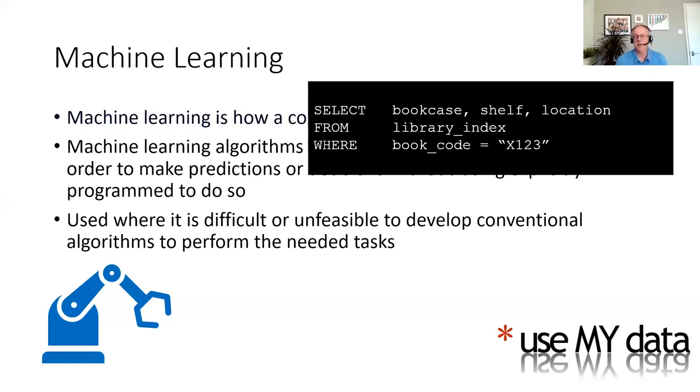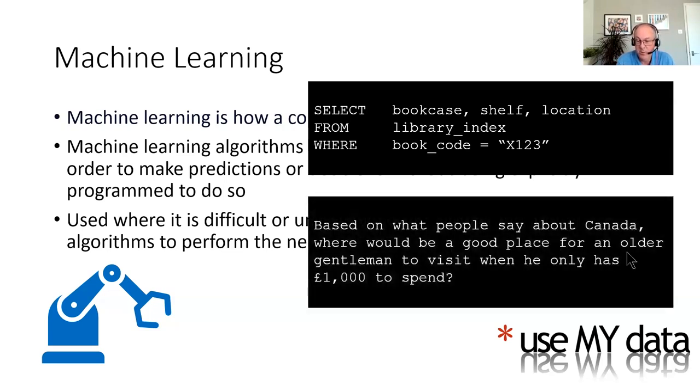And computers work really well with that stuff because it's simple, it's precise, and it's working with coded data. So where the book code in this case is equal to X123. So that's an old style, very traditional way of working, a traditional algorithm. And that works really well. So the bulk of the computer systems in the world use this all the time. If you looked at taking it to the next step, well, what's a different way of working? This is a different type of algorithm. This is what you would call an unstructured algorithm, based on what people say about Canada. Where would be a good place for an older gentleman to visit when he only has £1,000 to spend because he's from Yorkshire and he's very tight with his money?